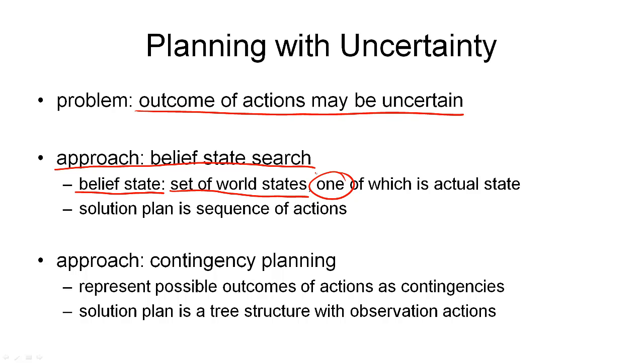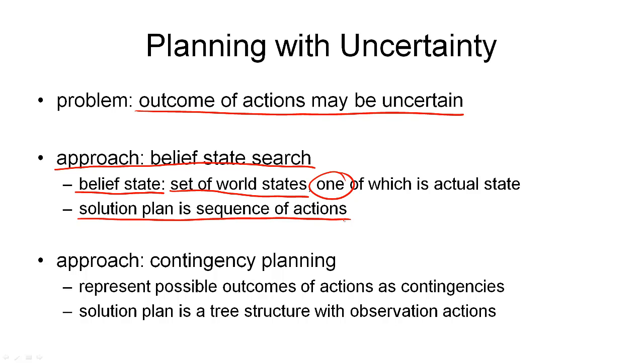Then, when we apply an action in a belief state, of course the outcome is the union of all the successors of the individual states. So again, it's a belief state, a set of world states. So this gives us a search space as we've seen it before, and the result then is a solution plan, which is a sequence of actions as we had before.